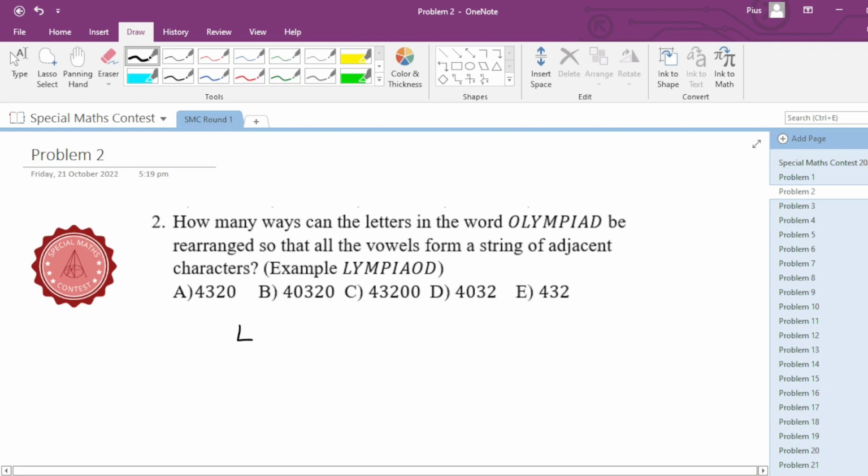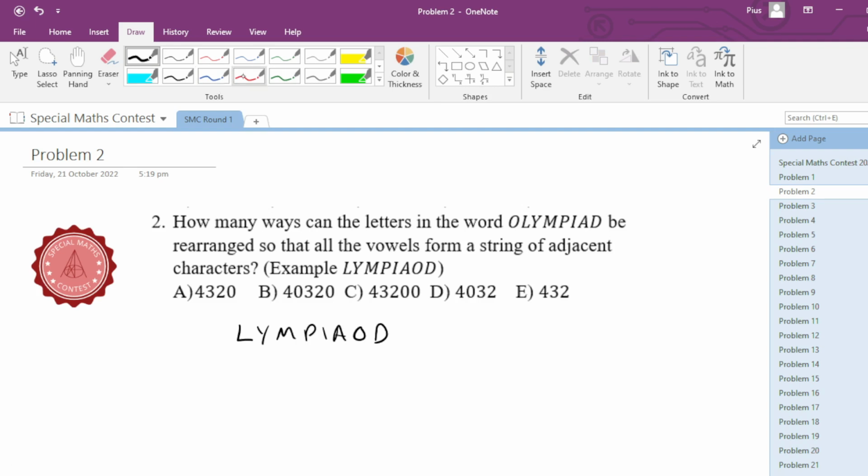That's because we already have this string of vowels. There are only 3 vowels here, so once we have them adjacent, then we are good to go. Okay, so we're going to denote the string by some sort of rectangle. There are 2 aspects to this: the position of the rectangle and also the composition of the rectangle.